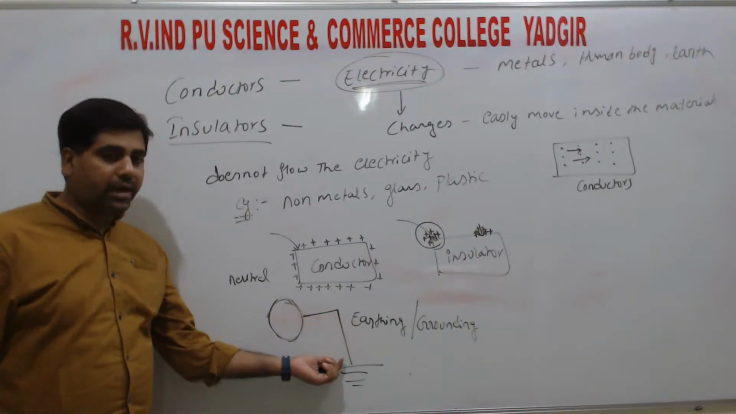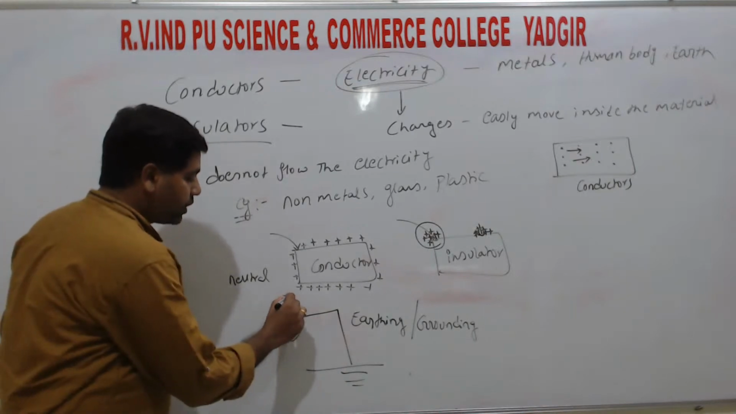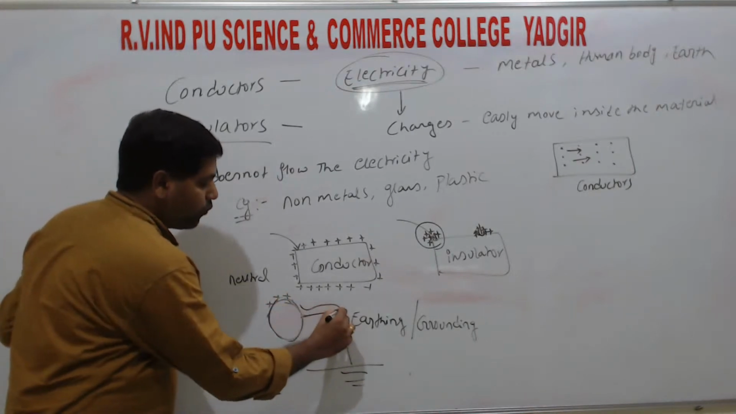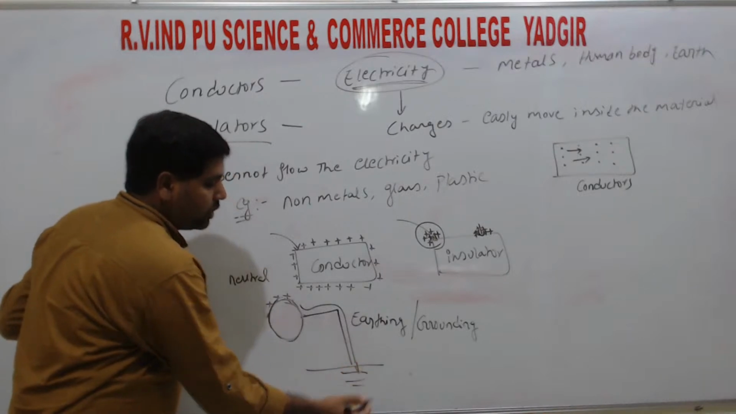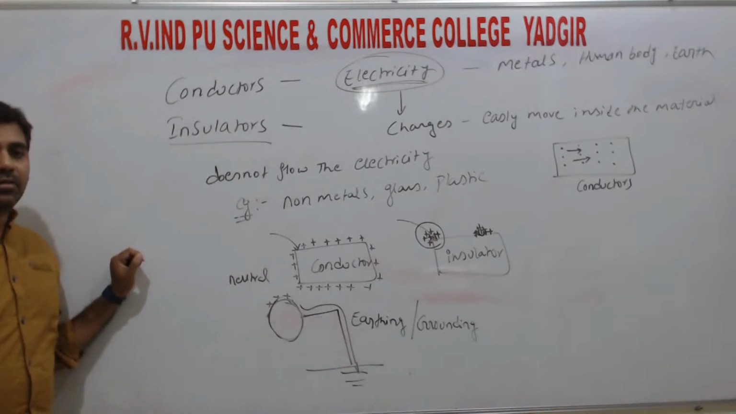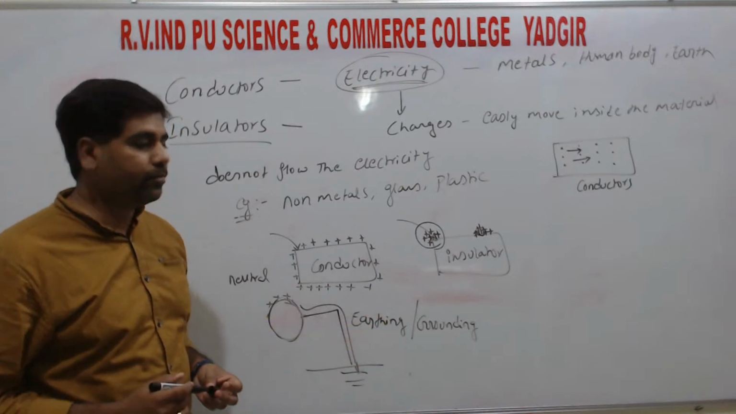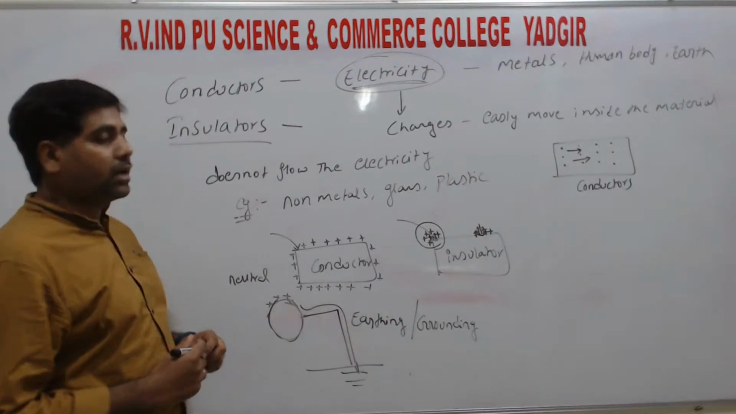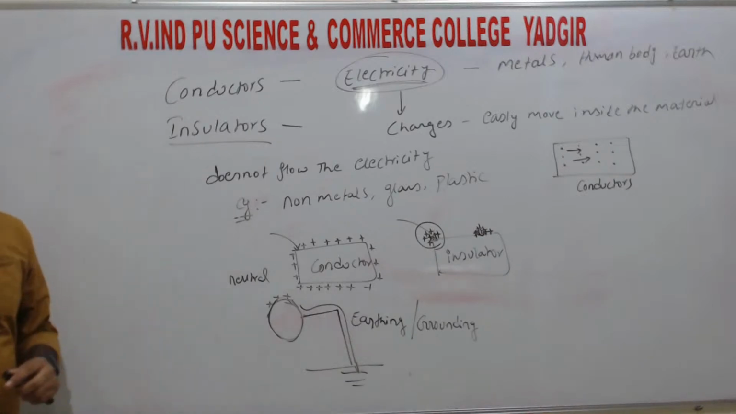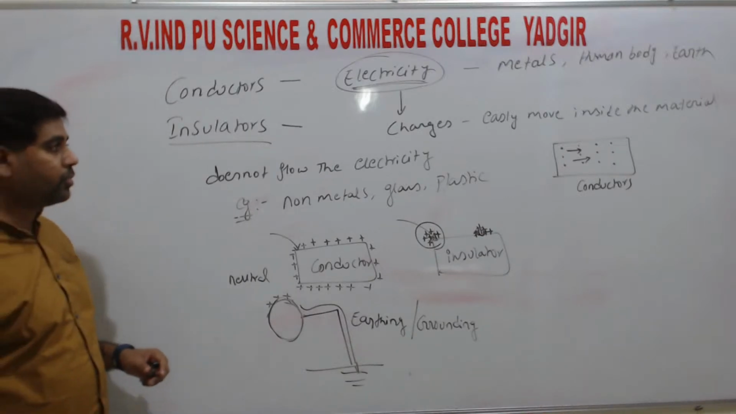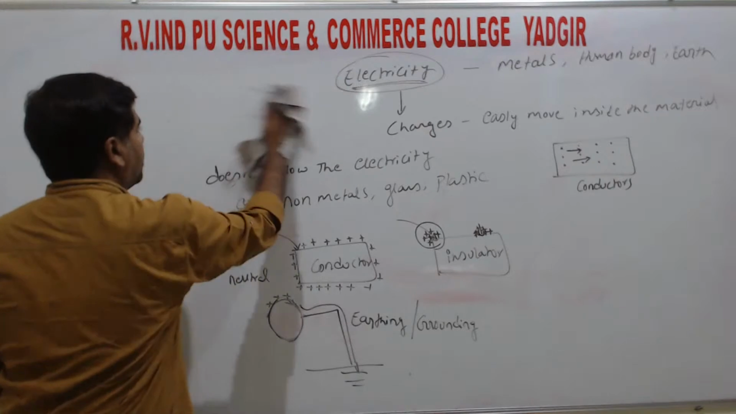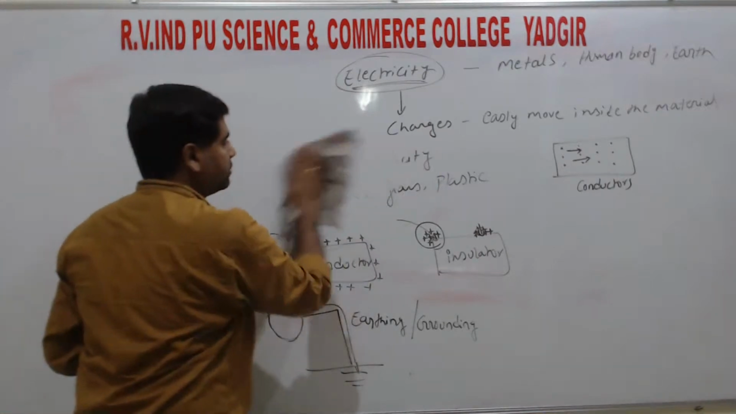When a charged body is connected to the earth through a conductor, the charges present on this conductor will flow across the conductor and go to the earth, right? That process we call earthing or grounding. So this is about the conductors and insulators. Next, the next topic is the methods of charging.